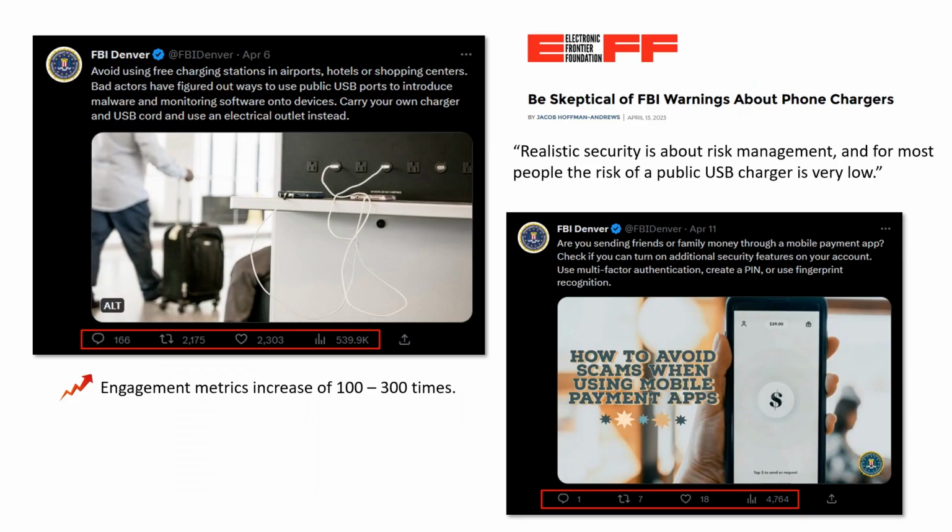And this other tweet from the Denver FBI office that got one comment and 7 retweets and 18 likes is much more relevant. It's talking about locking down your mobile payment apps that you use using two-factor authentication and strong passwords. Stuff that probably happens every day.